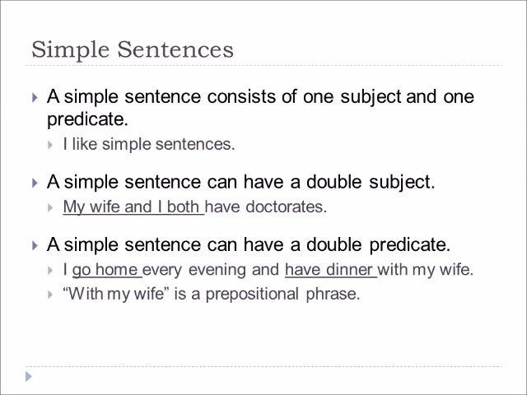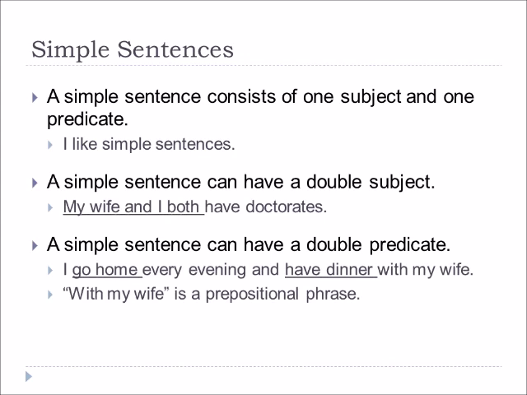A simple sentence can also or else have a double predicate. I go home every evening and have dinner with my wife. What's the subject? I. I is the subject of the sentence. The predicate tells the reader what I do. But there's a double predicate. I go home and I have dinner. Two predicates, two predicate verbs.